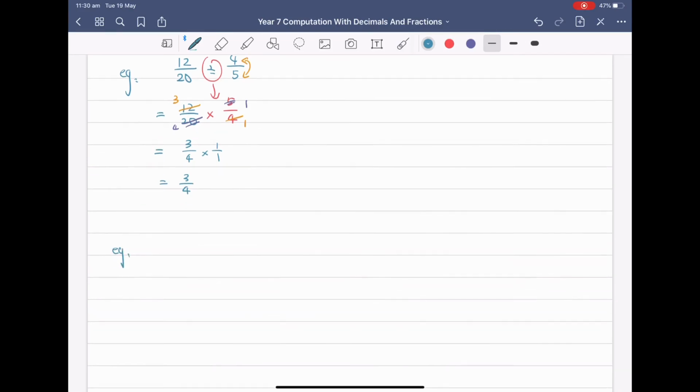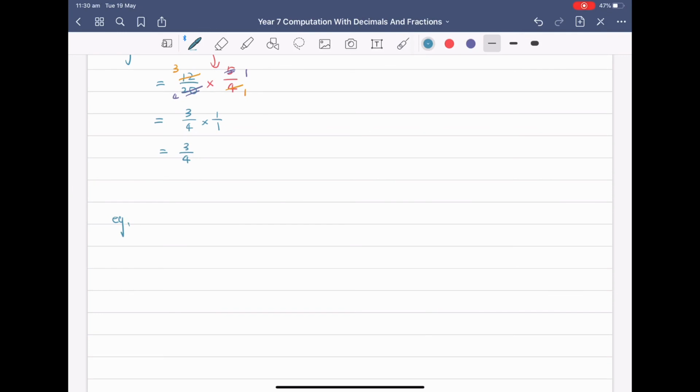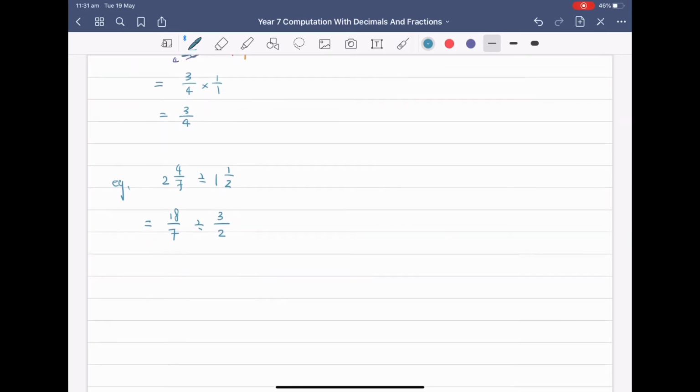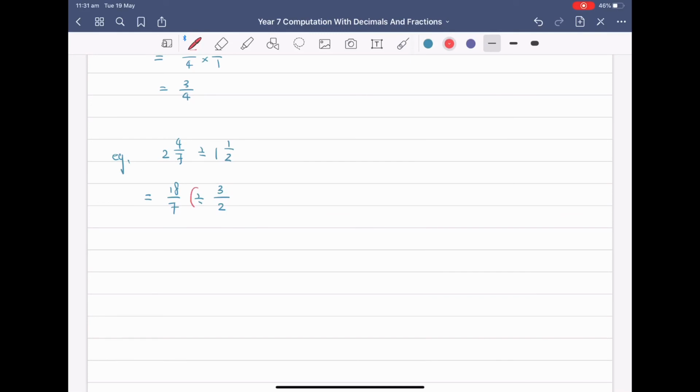What happens if we need to divide mixed numerals? Same idea. Before you do that, you need to change the mixed numerals into improper fractions. Very important. So first step, we change the mixed numerals into improper fractions. That becomes 18 over 7, still divided by 3 over 2. Please change that into an improper fraction before you find the reciprocal. Now this becomes a multiplication, and it's still 18 over 7. Then you find the reciprocal of the second number, which becomes 2 over 3.